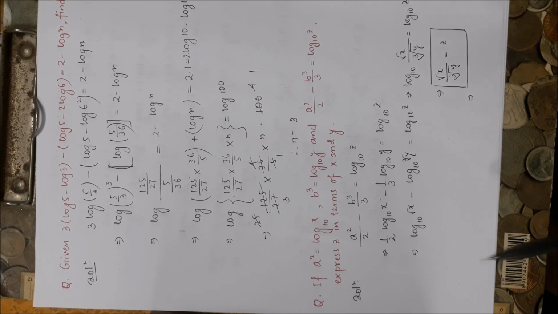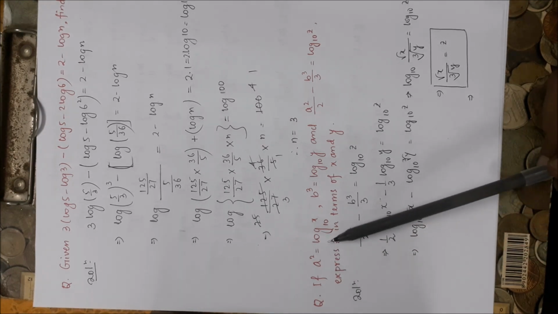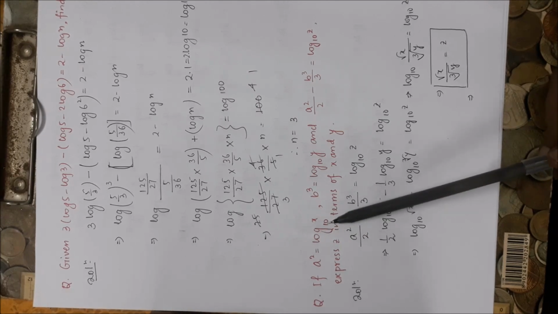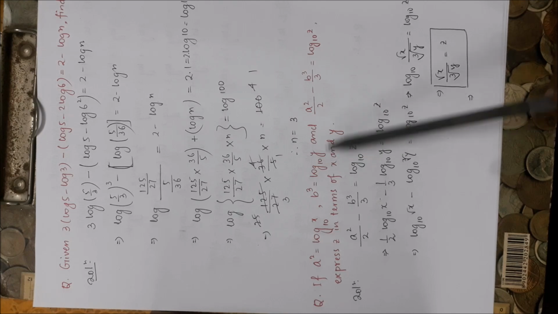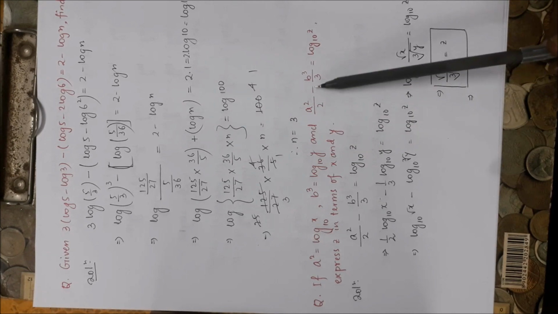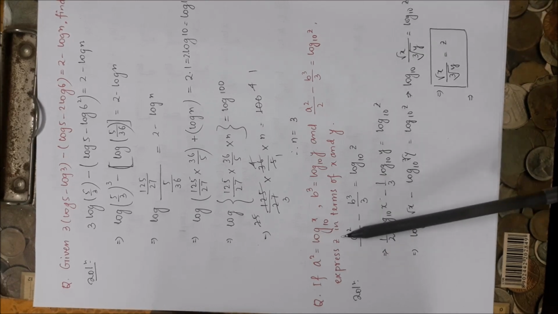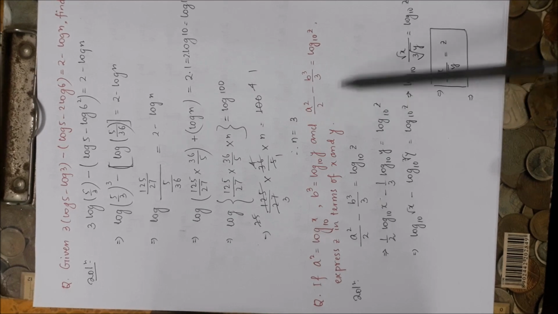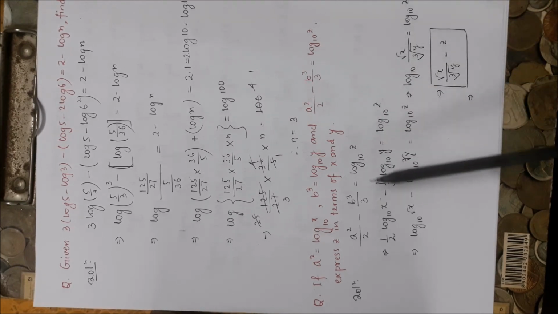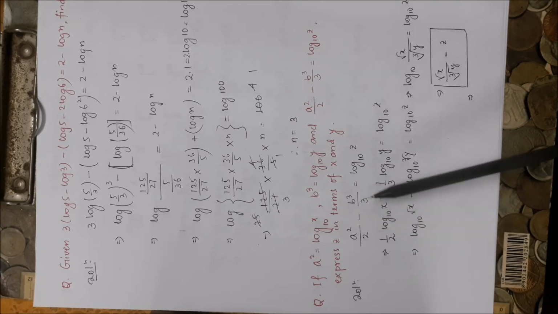Moving into our last problem. If a square equals log x to the base 10, b cube equals log y to the base 10, and a square by 2 minus b cube by 3 equals log z to the base 10, express z in terms of x and y. So first we are writing the given relation. And next we are substituting the values of a square and b cube in their respective places.